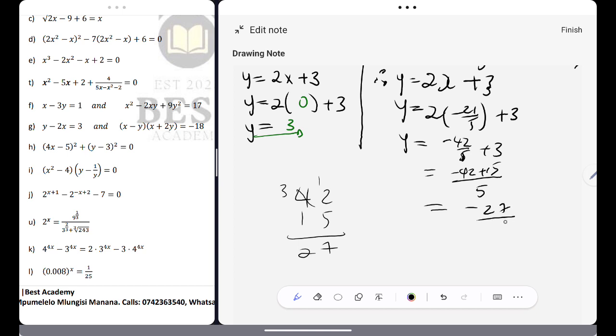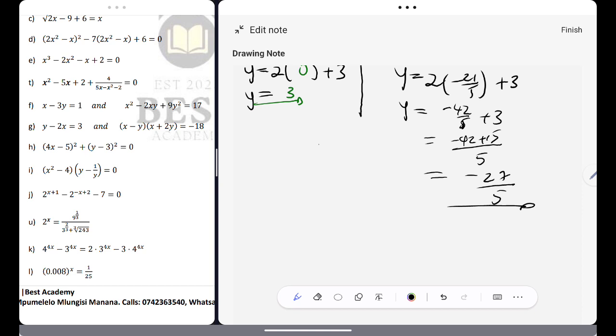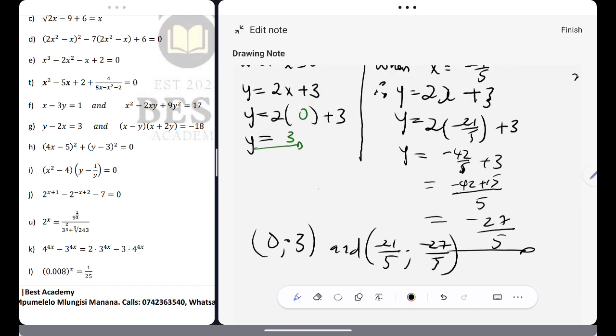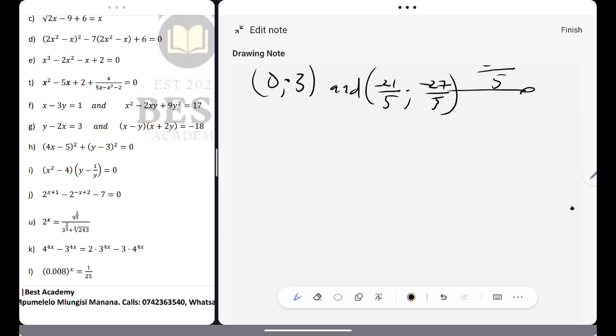Negative 27 over 5. So I know that whenever my y value is equal to negative 21 over 5, the corresponding x value is negative 27 over 5. So whenever I write my points, I'll say 0 and 3, and then I'll say negative 21 over 5, negative 27 over 5.